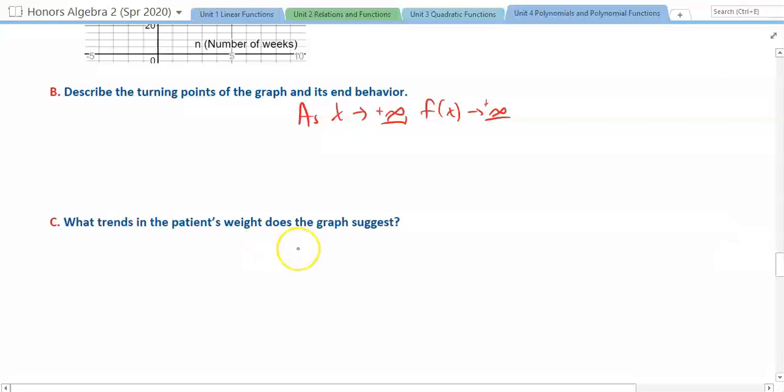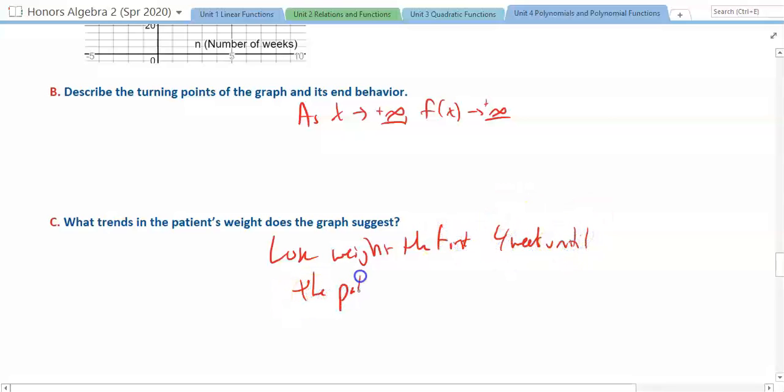So what does the patient's weight trend, what does the graph suggest? So they lose weight the first 4 weeks until the patient begins to gain weight. And there you have it.